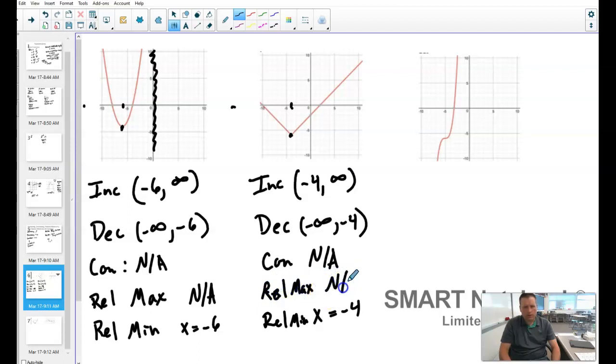So that's not applicable as well. Okay? So that's that example right there.